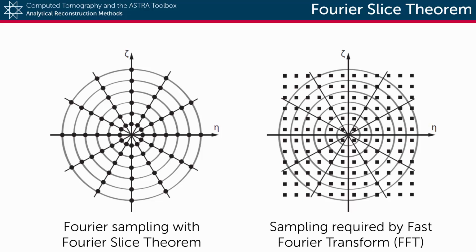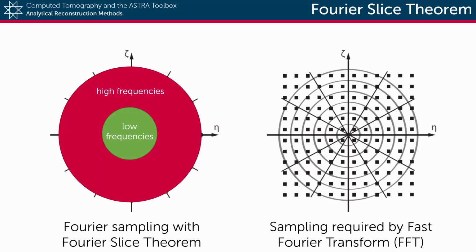Also note that the sampling distribution of the Fourier domain is much denser near the origin than it is for the outer regions. This means that for the lowest frequencies, there is lots of data available, meaning that these low frequencies will be reconstructed fairly accurately. The high frequencies, however, which is where most of the finer details of the object are located, are not that greatly sampled and will not be accurately reconstructed after the inverse Fourier transform. And this will lead to very blurry images.